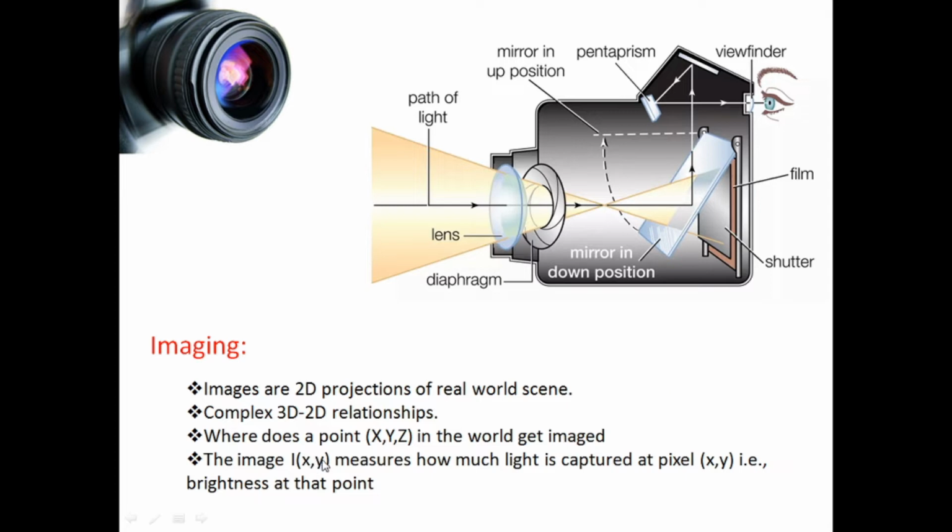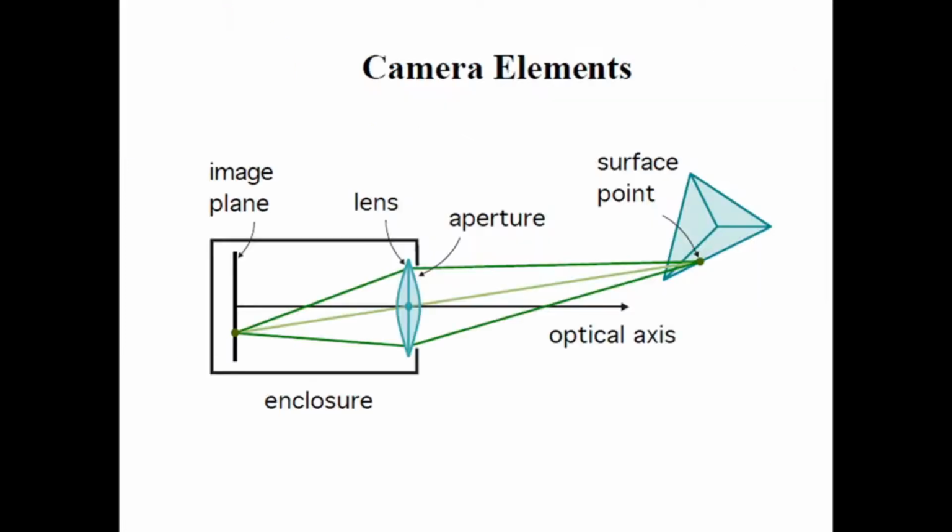So the image I of x, y measures how much light is captured at pixel x, y, which ultimately gives the intensity or the brightness at that pixel, which is nothing but the amount of light received from that point in the 3D world of the object, right? Anyhow, you have a good awareness of the operation of the camera as well as its components. So let me quickly recap what we have studied earlier.